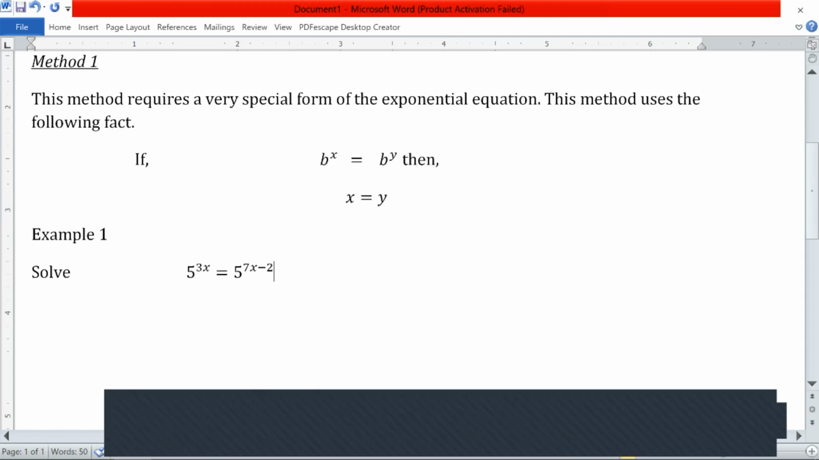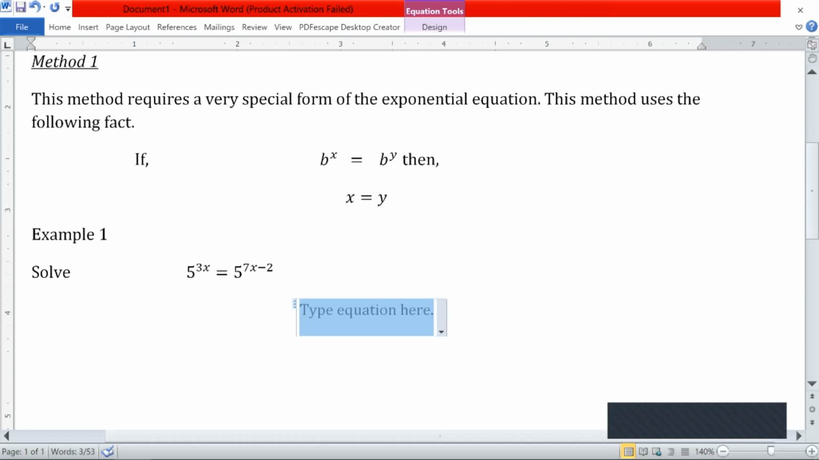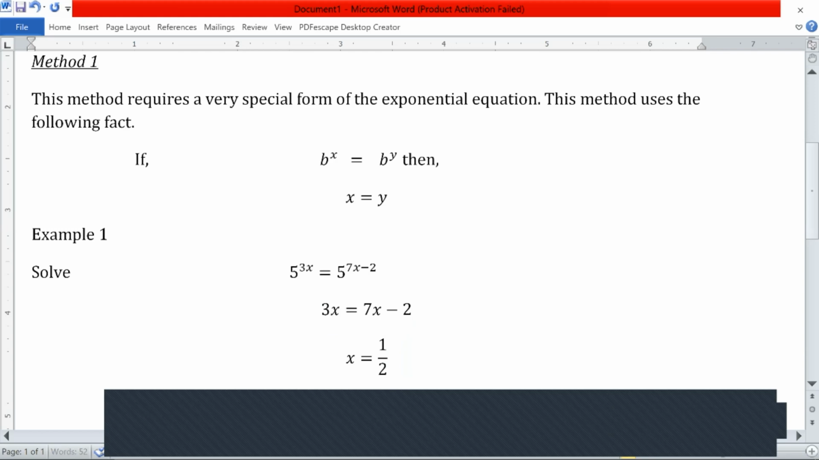So the way to solve this is, using that fact we have written above, you simply equate the indices, equate the exponents. That is, 3x must equal 7x minus 2. And then that's a simple equation. Now you can solve for x: x is equal to half.